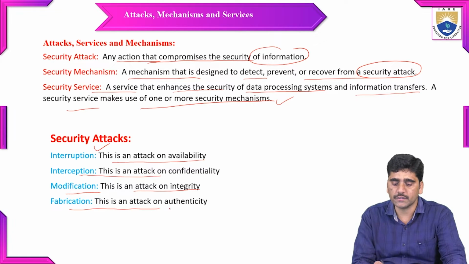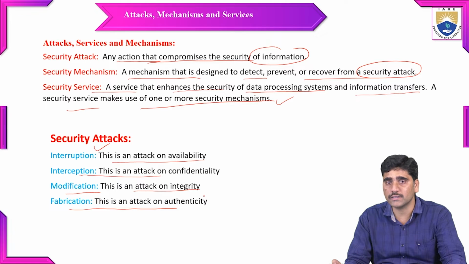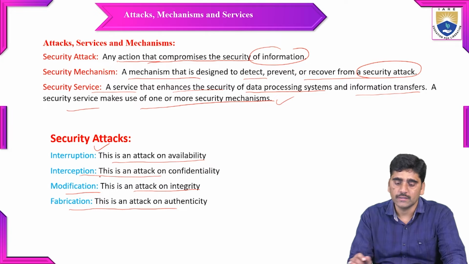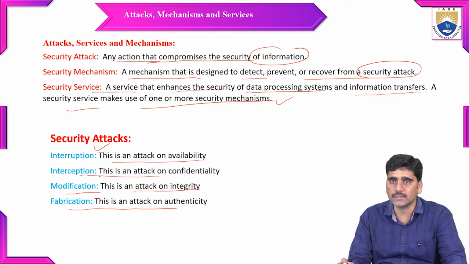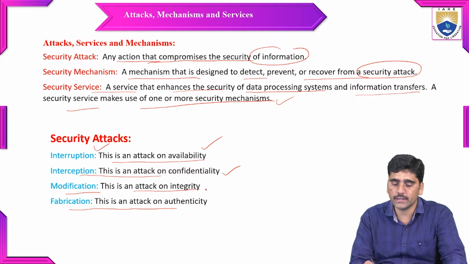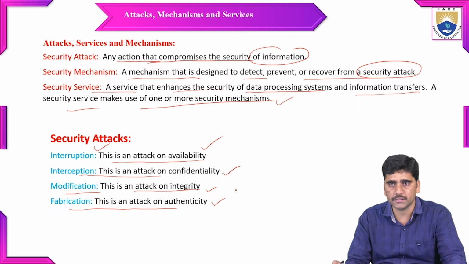And fabrication is an attack on authenticity. So these are the different attacks on different goals: interruption is the attack on availability, interception the attack on confidentiality, modification the attack on integrity, and fabrication the attack on authenticity.